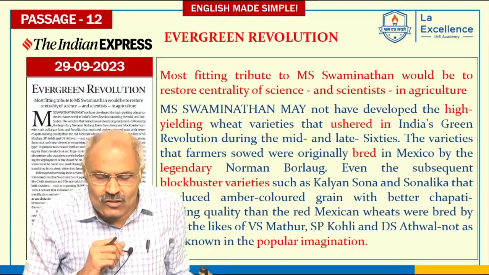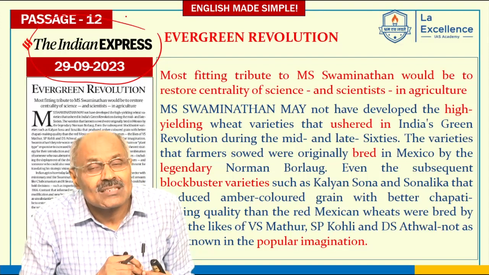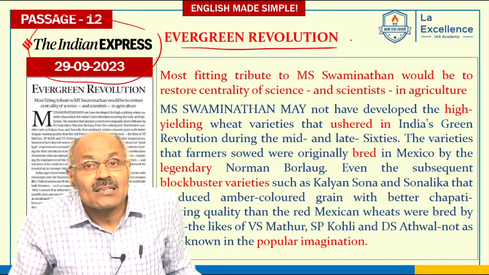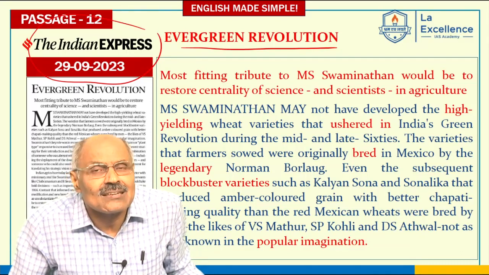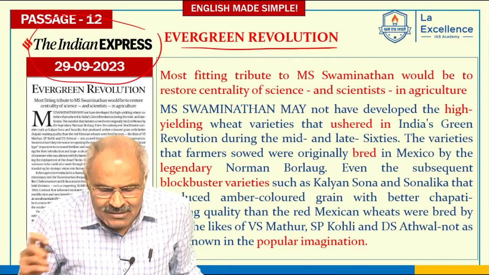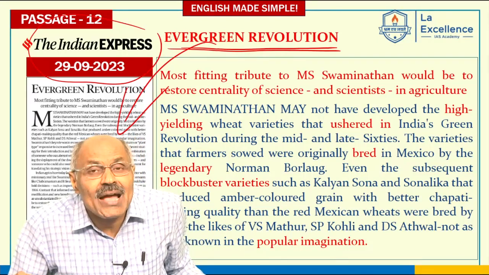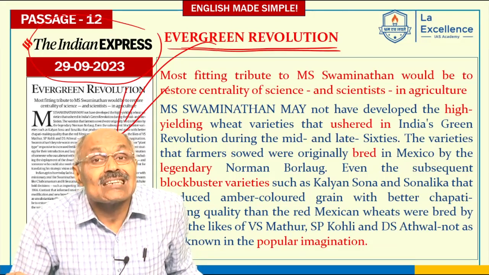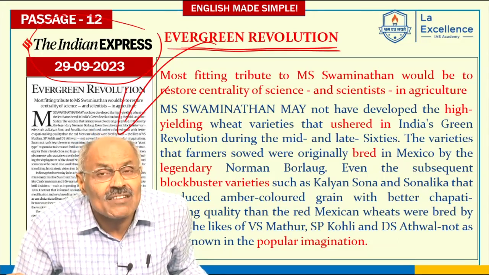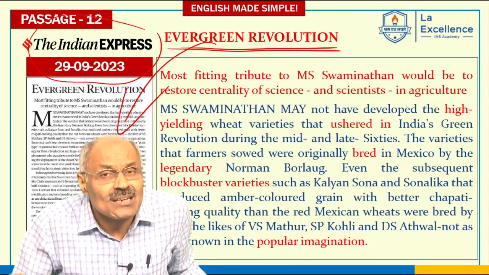Right, friends? After learning these words, let us look at one part of the editorial, that is Indian Express, 29th September, Evergreen Revolution. Dr. M.S. Swaminathan, who was considered the pioneer of the Green Revolution, passed away recently. In this context, Evergreen Revolution is the title given for this editorial. In fact, he is the man behind the Green Revolution in our country, and ultimately now he is batting for an Evergreen Revolution because he understood the drawbacks of the Green Revolution: high fertilizer usage, heavy water usage, benefiting the rich farmers and concentrating in certain parts of the country only. Because of that, he is now batting for Evergreen Revolution.